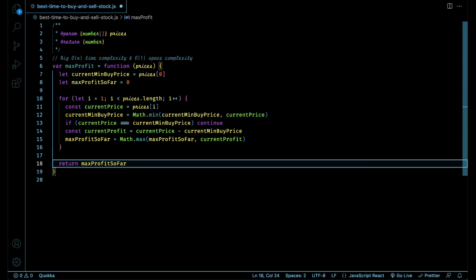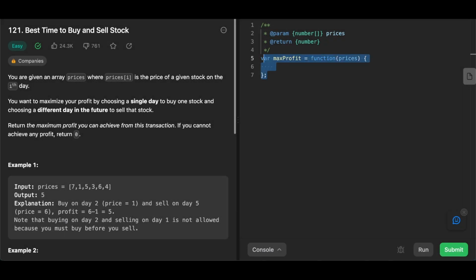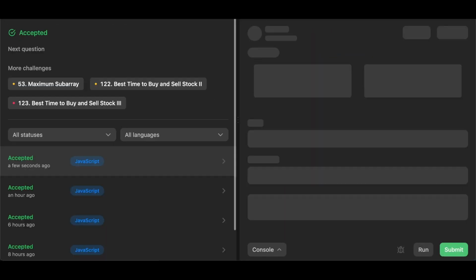And that's our solution. Let's copy and paste this in a Leetcode. Okay, let's paste it in here. Hit submit. And we get an accepted solution.